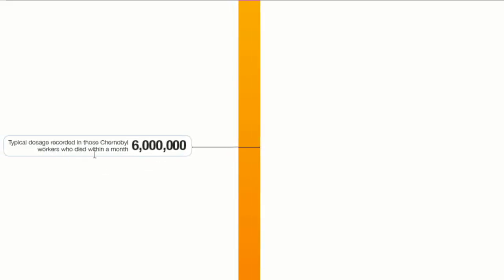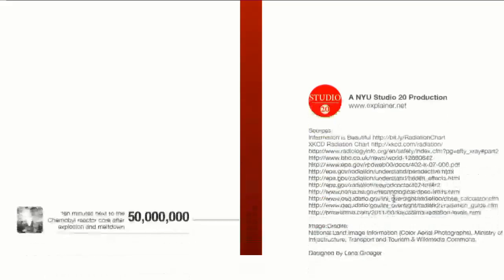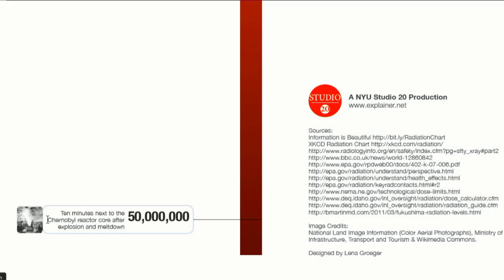6 million. When the Chernobyl reactor melted down in the Ukraine, the people who were there to witness it firsthand got a dose of 6 million, and they all died. We're up to 8 million is fatal, even with treatment. And then down here at the bottom, 50 million microsieverts happened when the reactor at Chernobyl melted down. If you were standing next to it for 10 minutes, you would have received 50 million microsieverts. So this is why they're covering Chernobyl with this huge dome to protect all of the stuff.